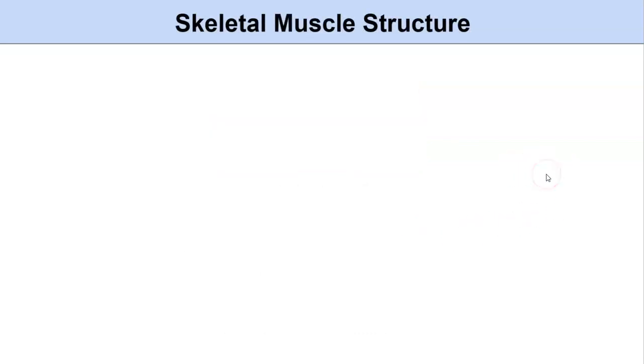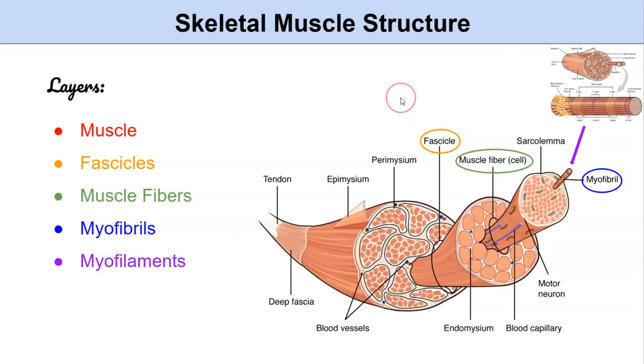Now let's talk about the structure of a skeletal muscle. This is a muscle. In red, I know it's not really seen here, but in red here, this is indicating the muscle. For example, let's say this is our bicep brachii. Inside our bicep brachii, this muscle, you'll notice there's different sections. If we pull one out, this is what it looks like. This section is called a fascicle.